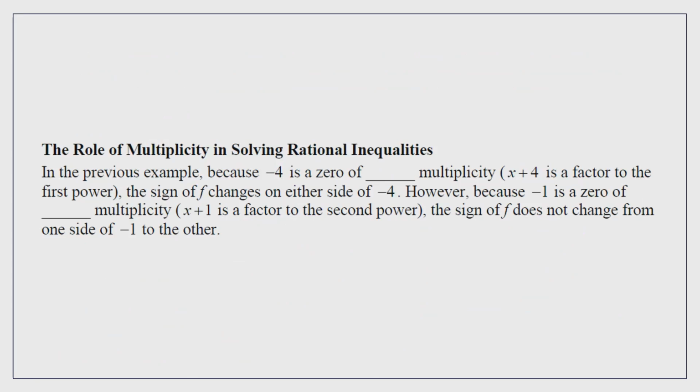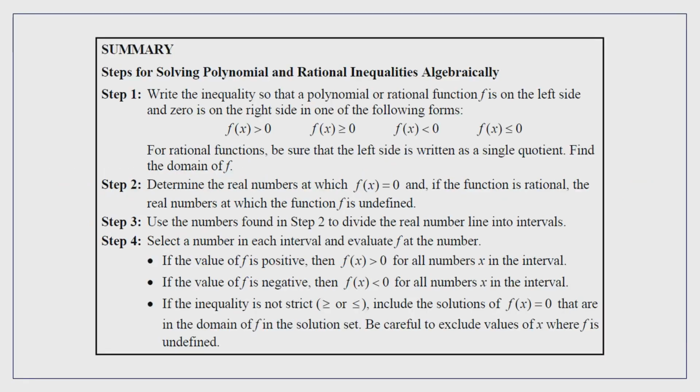So in the previous example, because -4 is a 0 of odd multiplicity, meaning that its factor x plus 4 is raised to the first power, the sign of f changes on either side of -4. However, because -1 is a 0 of even multiplicity, because its factor x plus 1 has a power of 2, so a second power, the sign of f does not change from one side of -1 to the other. Okay. So in summary, here are your steps for solving polynomial and rational inequalities algebraically.